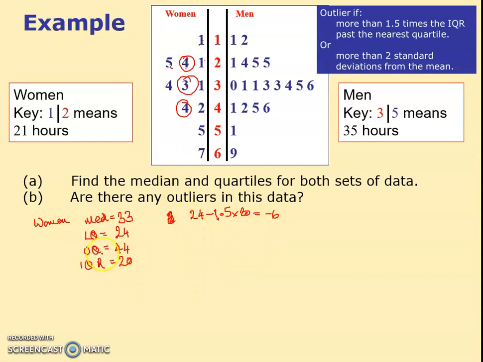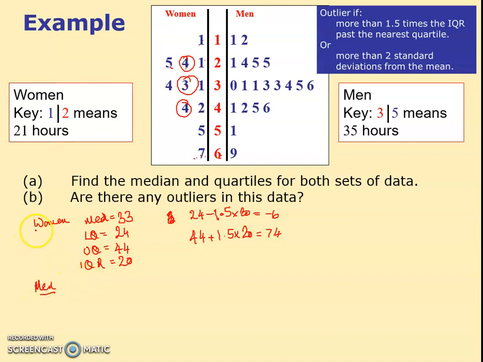At the top end, the upper quartile is 44. So I do the same thing. Plus 1.5 times the interquartile range. Now that's 30 again, that's 74. Do I have any numbers more than 74? No, I don't. 67 is my highest number. So for the women, no outliers.